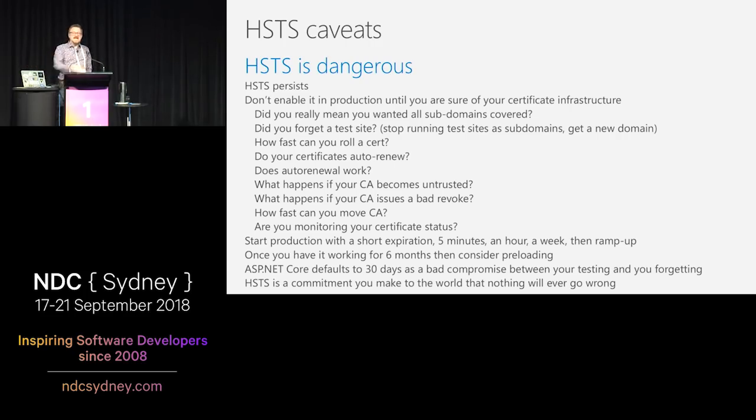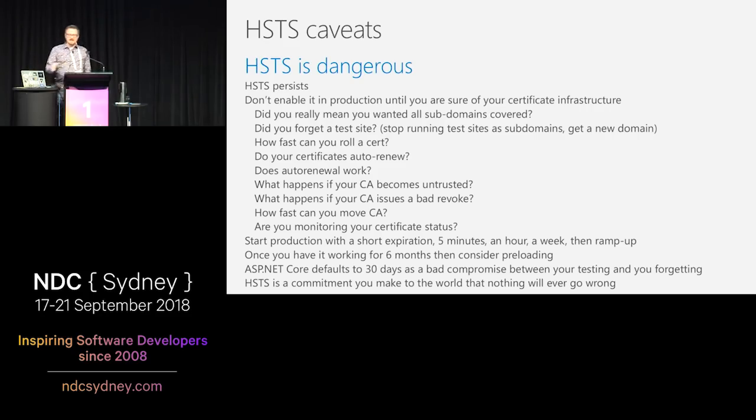What happens if the CA has been pulled out of Chrome's trust, as has happened with a bunch of CAs recently, that, funnily enough, PayPal are still using? I think in a month, if PayPal does not rotate their certs, Chrome will no longer trust it. What happens if you've got a bad revoke? How fast can you move from one CA to another? Are you monitoring your certificate status? Do you send something to your site every 5 minutes that will send an HTTPS request, look at the certificate, make sure it's still valid, and alert you if it's not? These are the things you need to take into account when you're going to use HSTS.